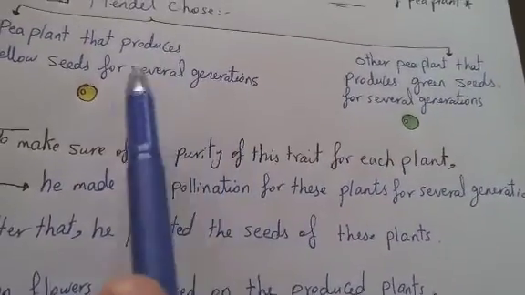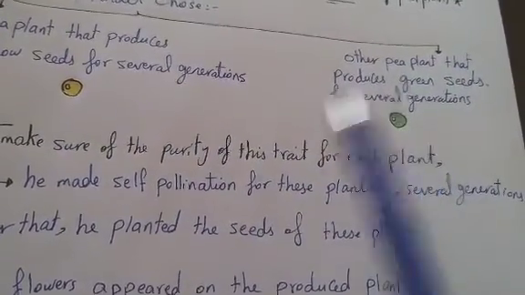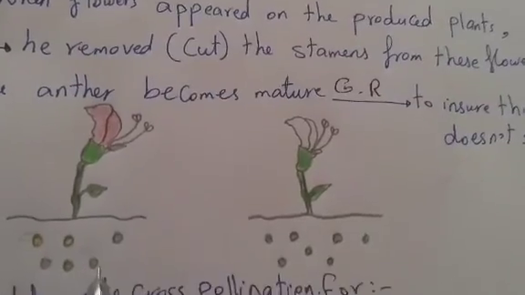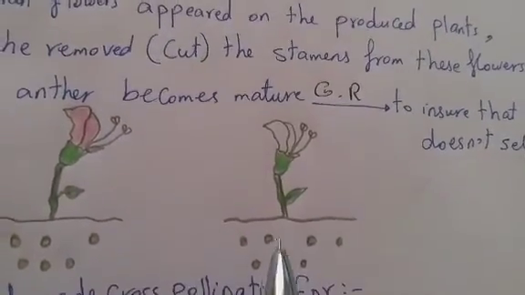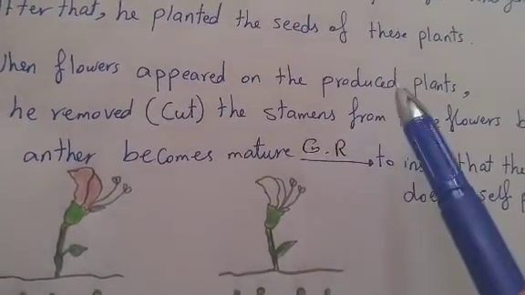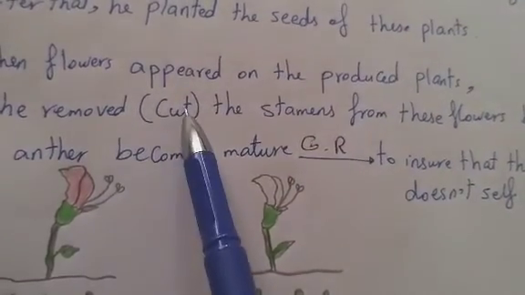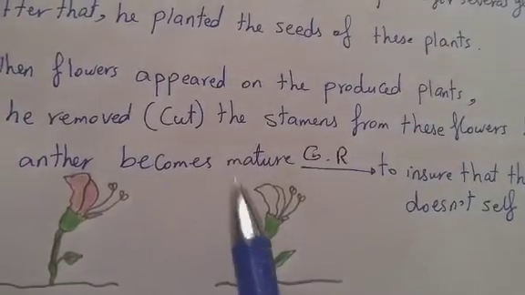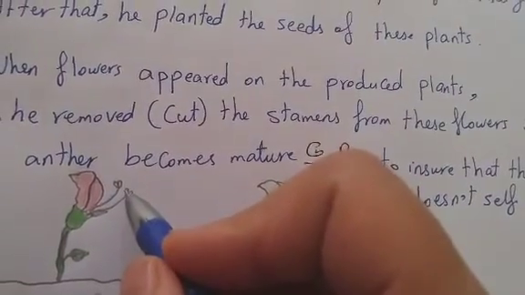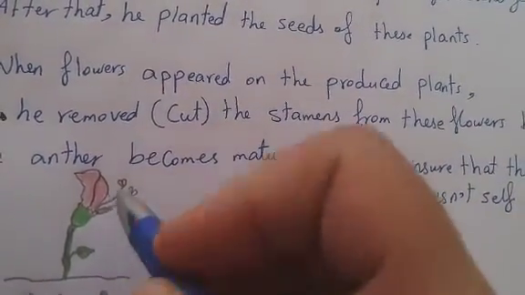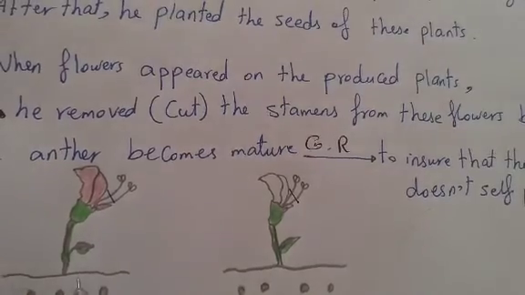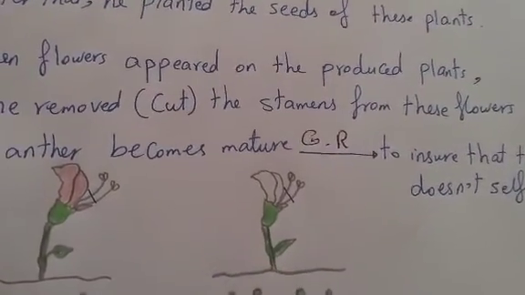After making sure, he took the seeds from each plant and planted them like this. He planted the yellow seeds here and the green seeds here. When flowers started to appear on the produced plants, he removed or cut the stamens from these flowers. What is a stamen? The male reproductive part of the flower. He cut it from each plant, from the plant produced from yellow seeds and the plant produced from the green seeds.